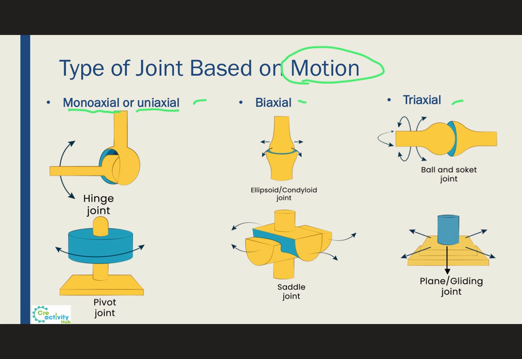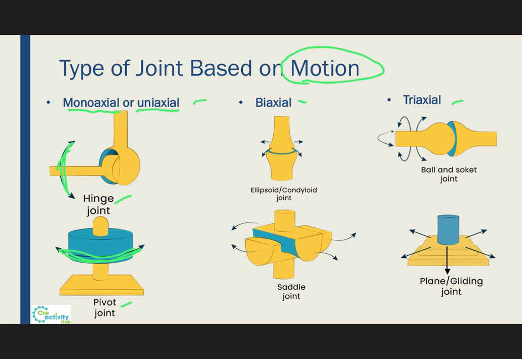First, we have what we call a monoaxial joint, also known as uniaxial joint, and these joints will allow movement in only one direction or axis. An example is a hinge joint, like the elbow, which only permits bending and straightening, and also a pivot joint, which allows rotation from one side to the other.